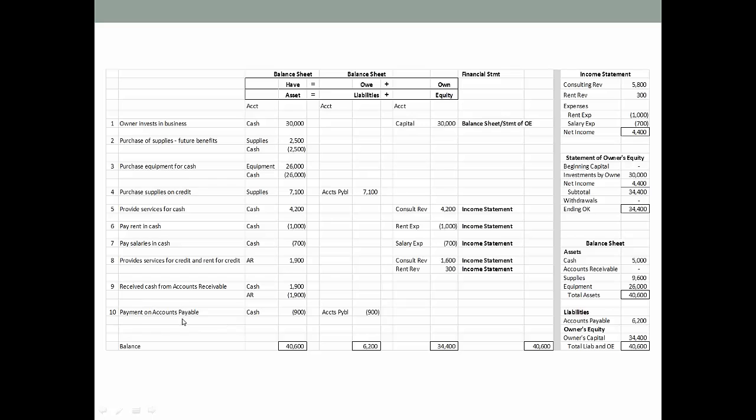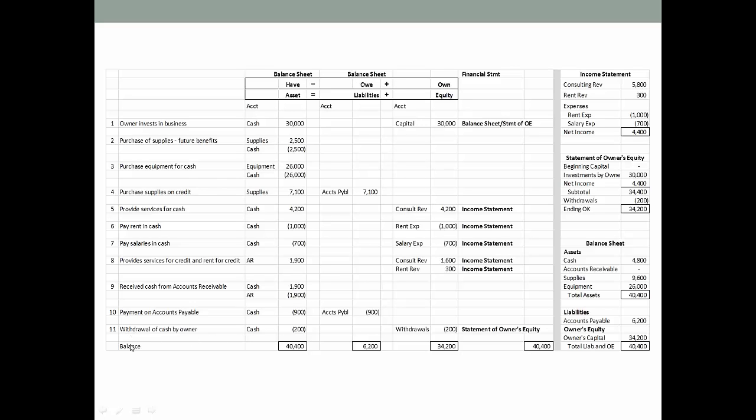And then again, this revenue increases owner's equity. Next, we're going to make a payment on accounts payable. So now our cash is going down, as well as our accounts payable, because we no longer owe $7,100. Now we owe less. Now we owe $6,200. Again, assets equal liabilities plus owner's equity. The accounting equation stays in balance. Assets on the balance sheet, liabilities on the balance sheet.